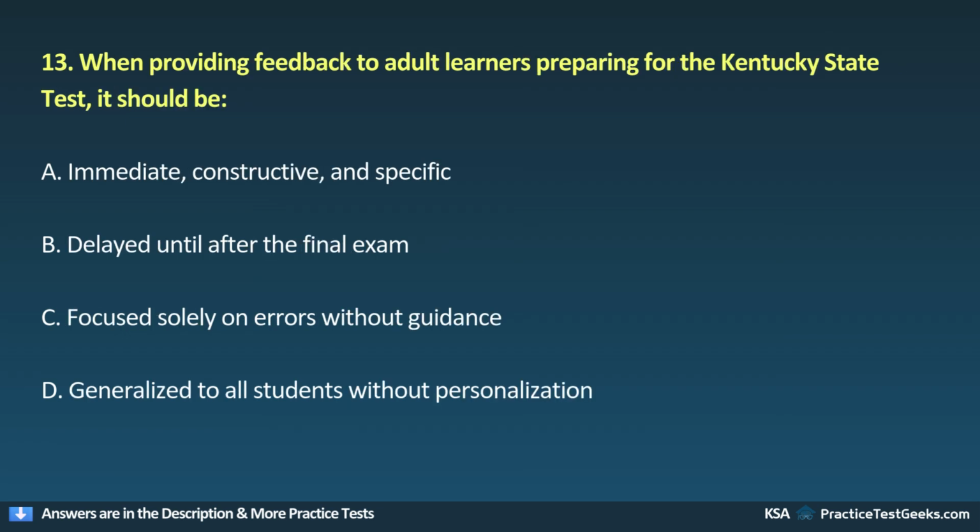13. When providing feedback to adult learners preparing for the Kentucky State test, it should be: A. Immediate, constructive, and specific. B. Delayed until after the final exam. C. Focused solely on errors without guidance. D. Generalized to all students without personalization.